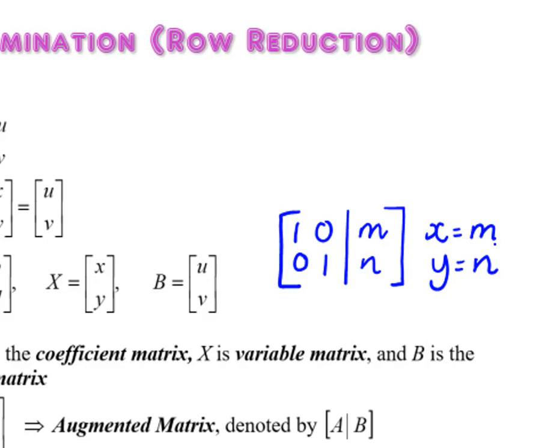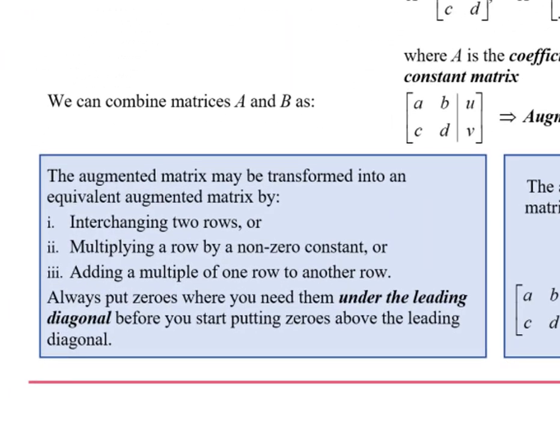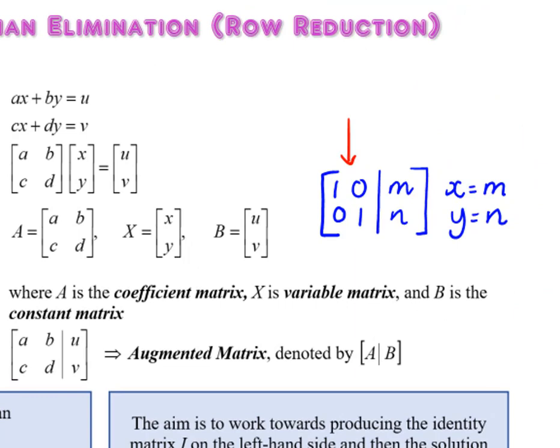So we're going to be playing with our rows to be able to get this identity matrix on the left-hand side. Now, the augmented matrix may be transformed into an equivalent augmented matrix by interchanging two rows, so we can swap our rows, multiplying a row by a non-zero constant, or adding a multiple of one row to another row. Now, we always put zeros where we need them under the leading diagonal first. Okay, so we're going for this 0 here before looking at the 0 on top.